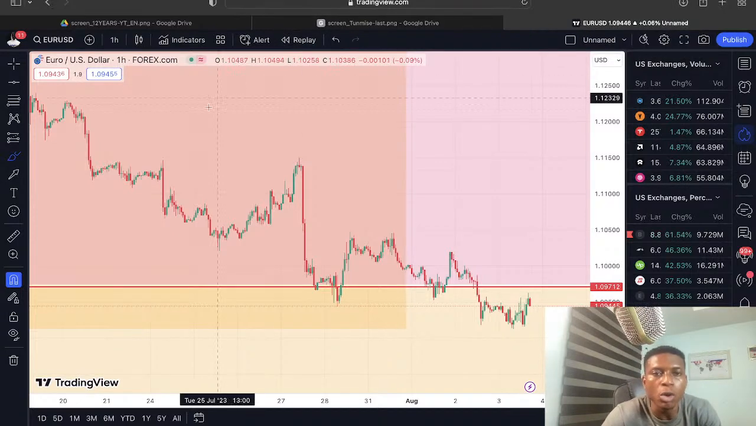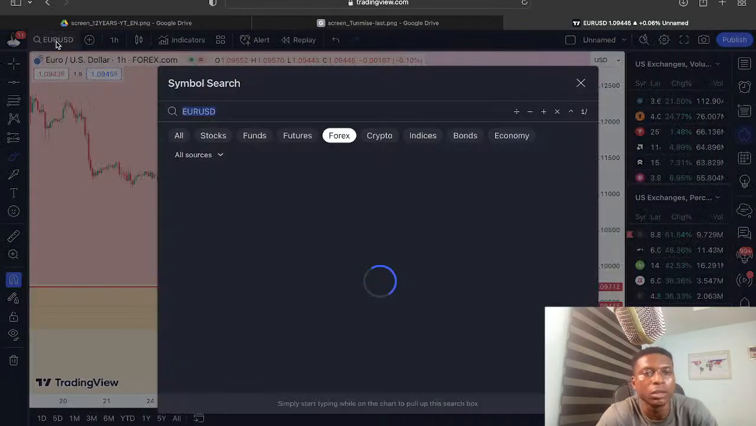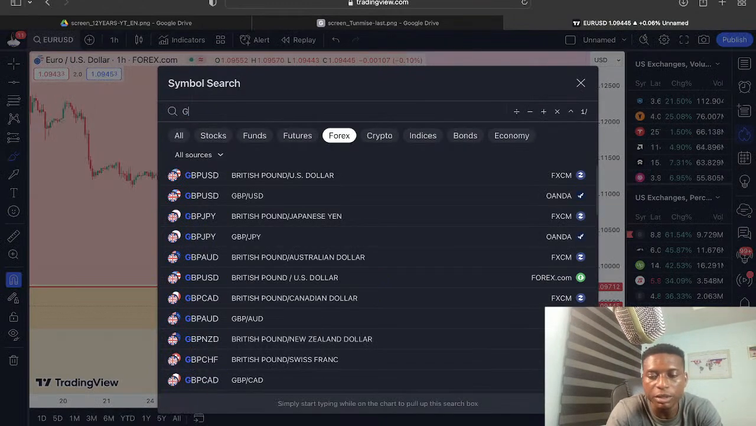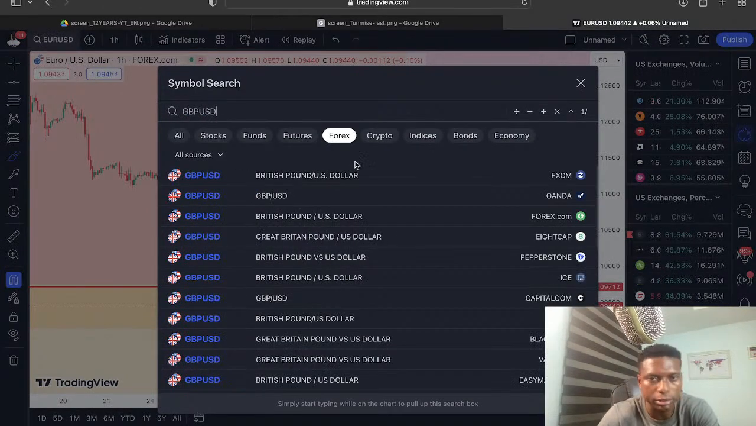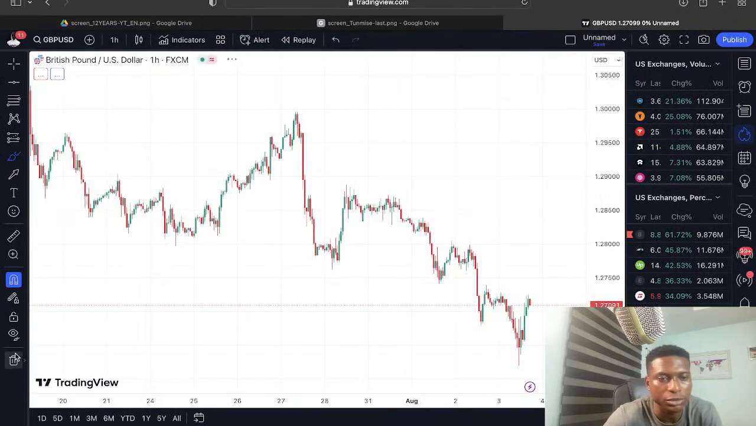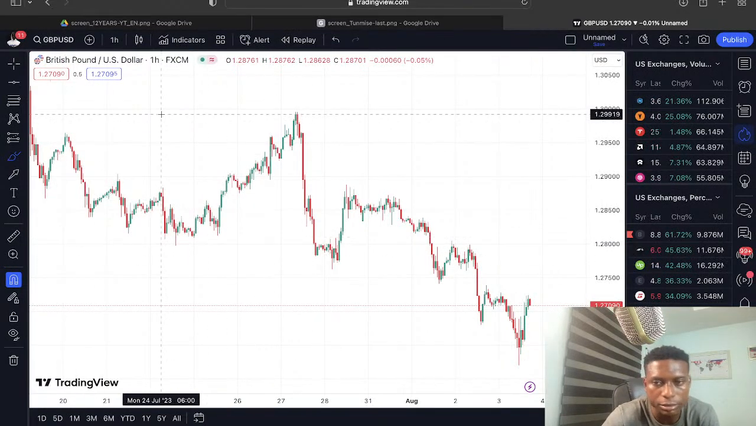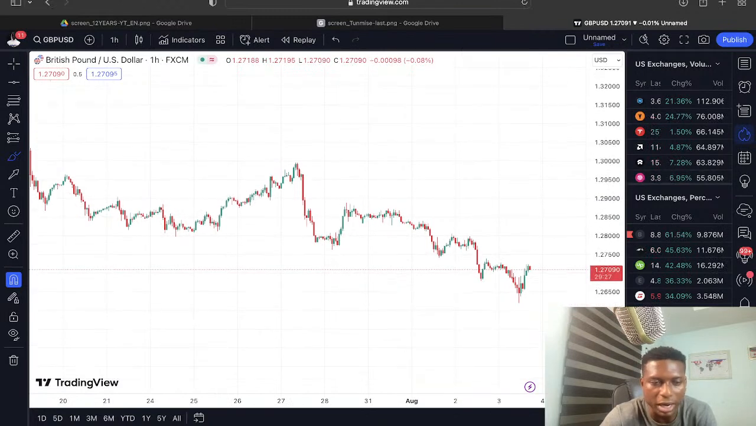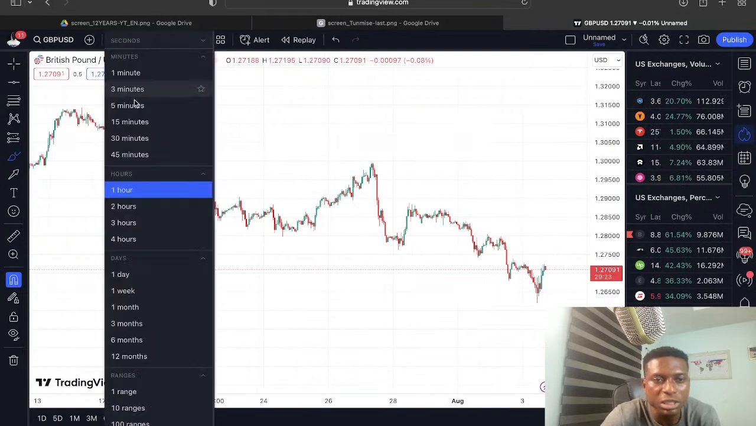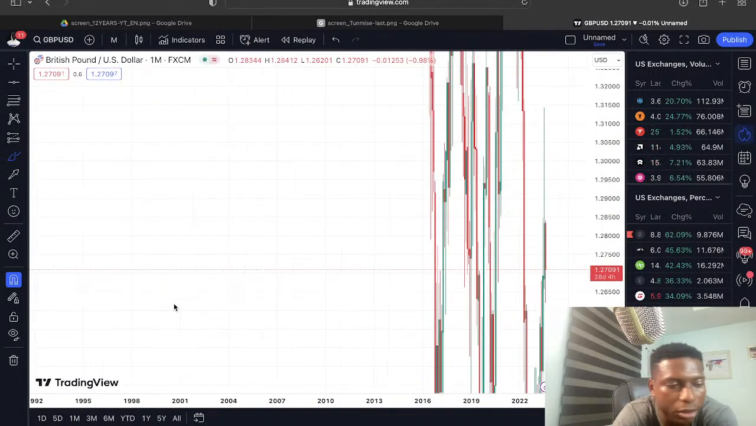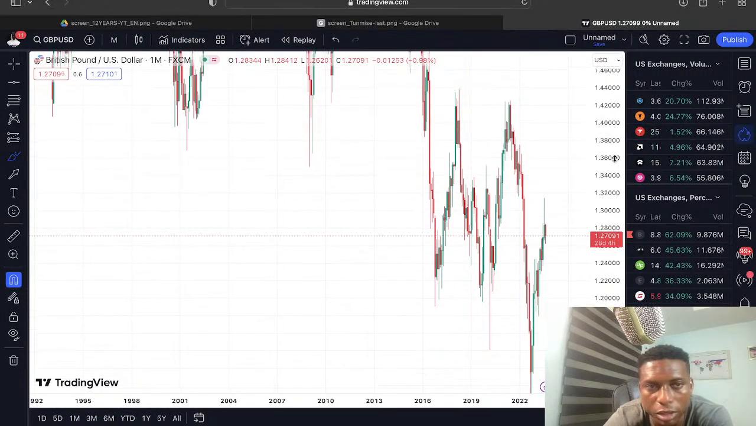So we would like to analyze the GBP USD market. For the GBP USD market, we start with the monthly time frame.